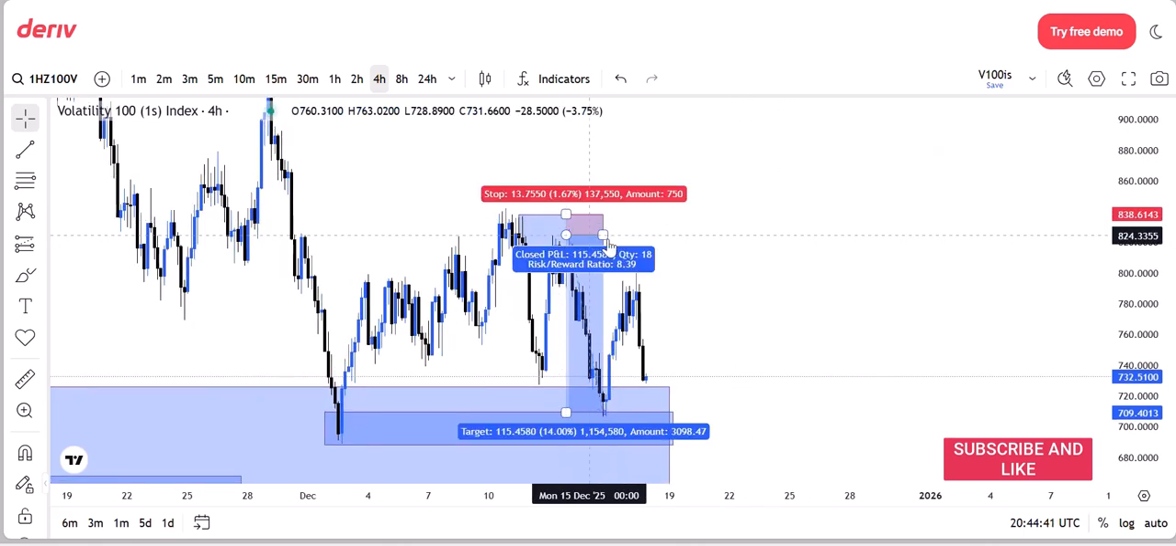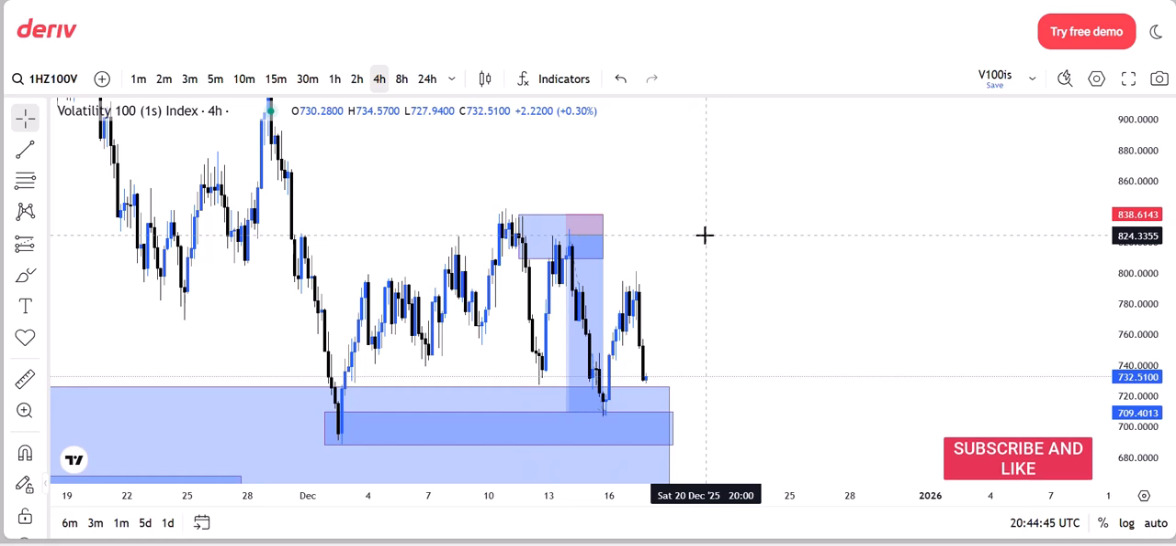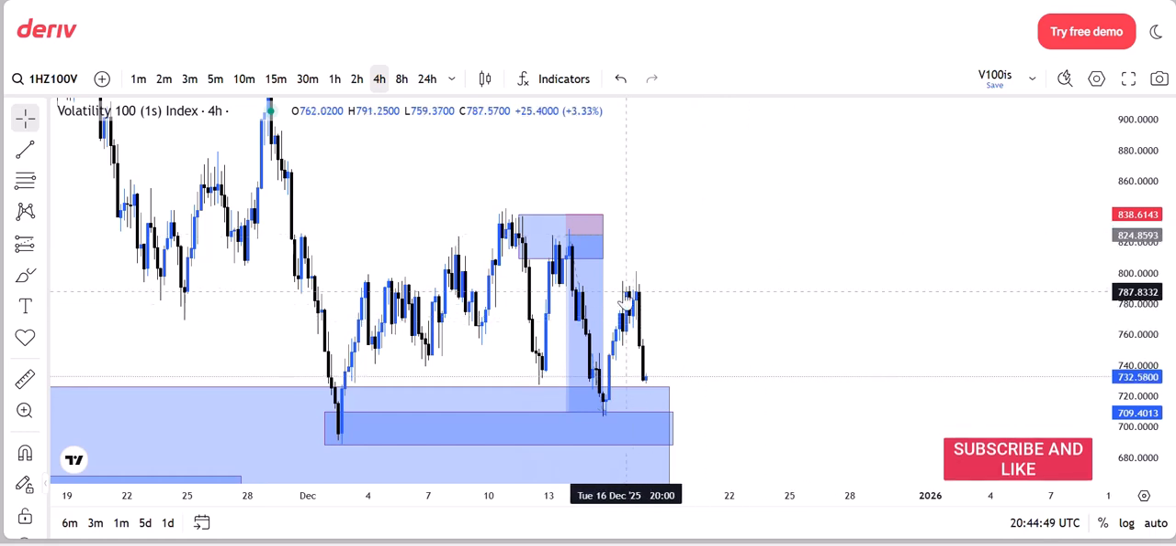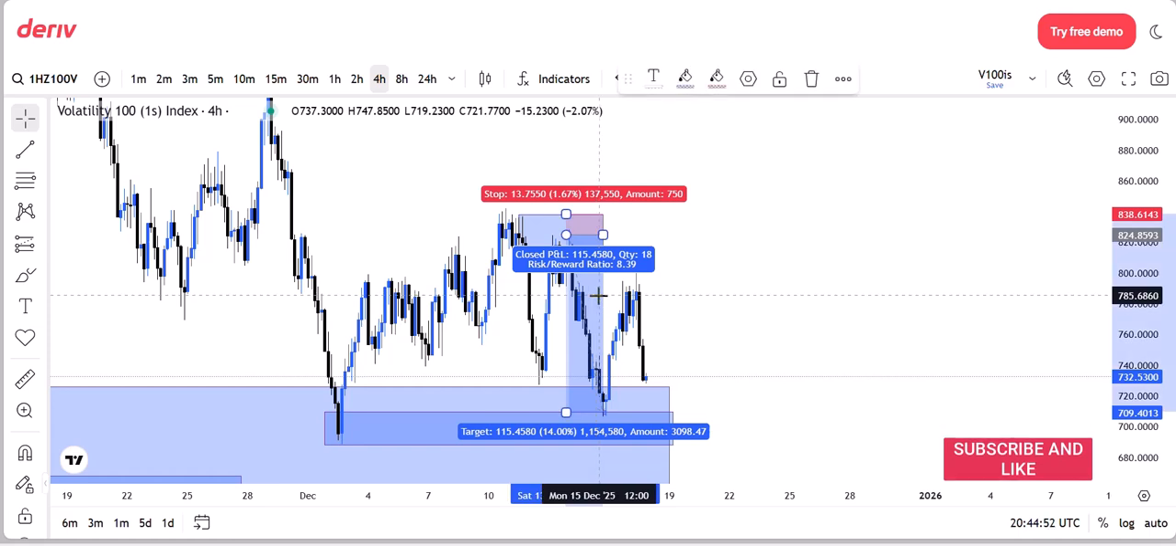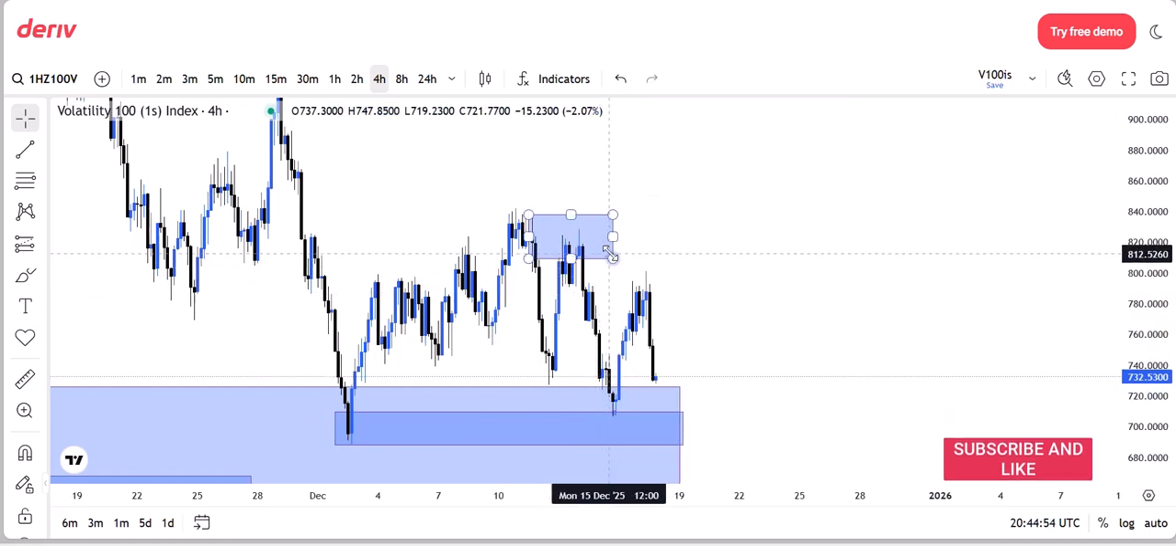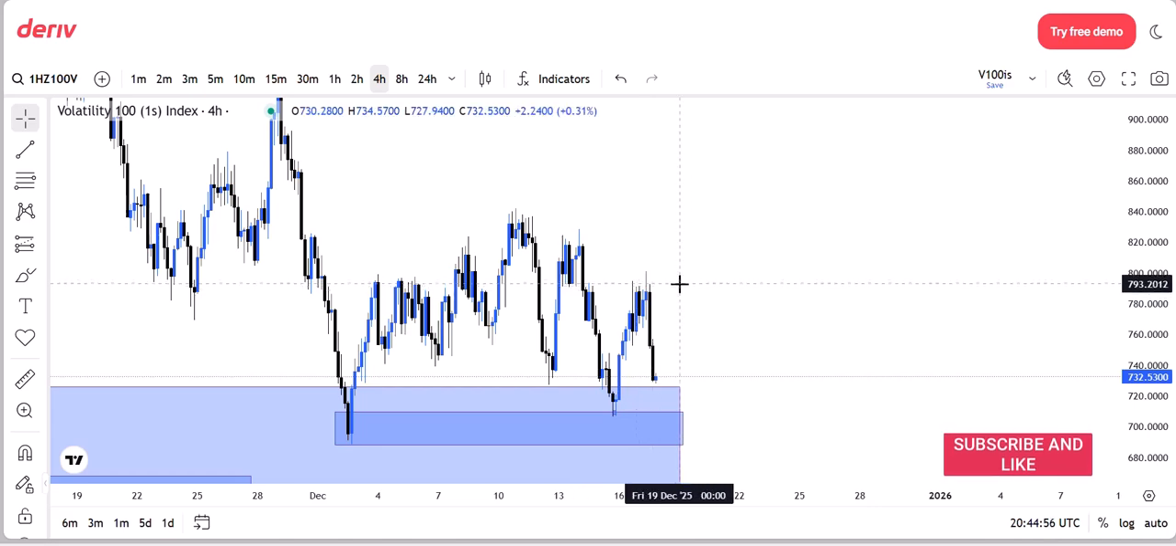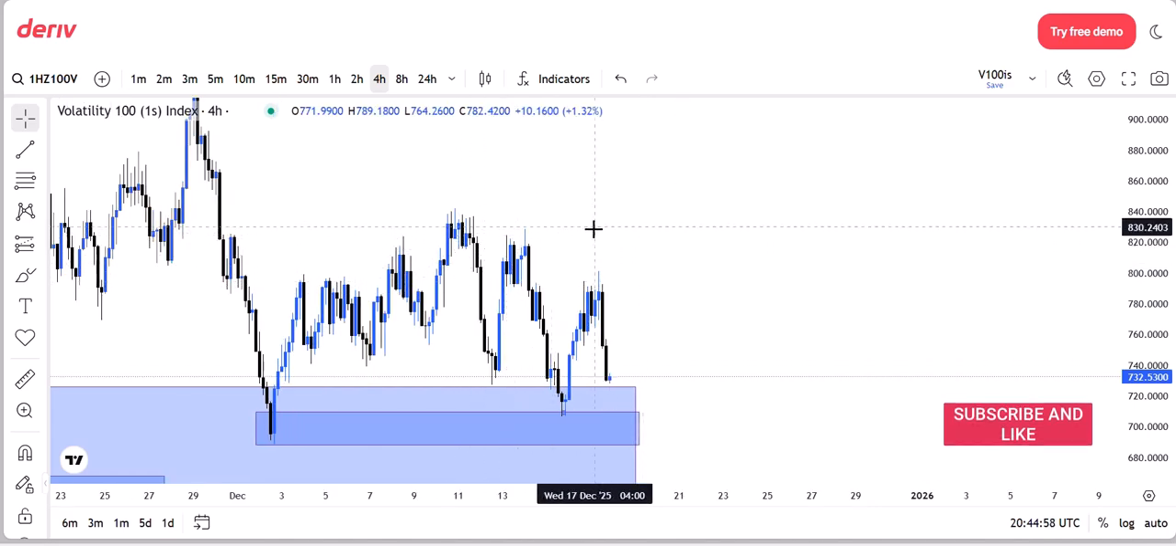Okay, so this is where we took the trade. I just want to show us how we did that. We are just following the same pattern. So let's take this out so that I'll have a clear chart. Let's take this out. Okay, so now this is where we took the trade.